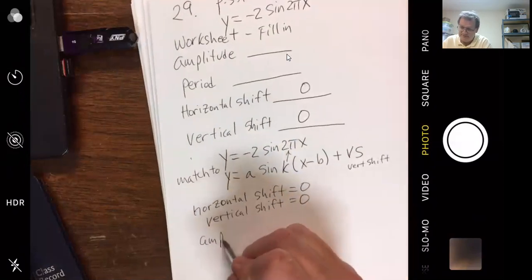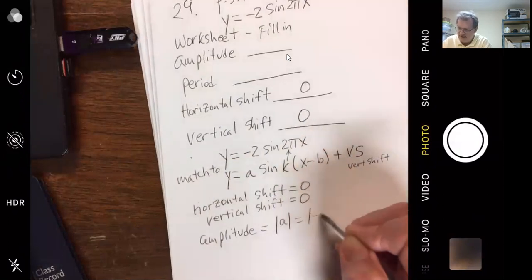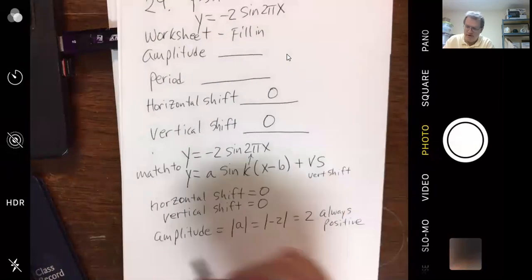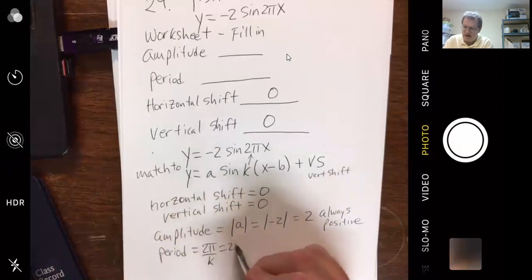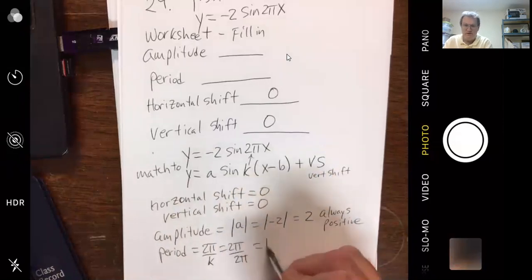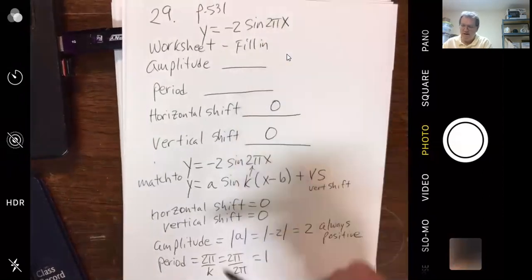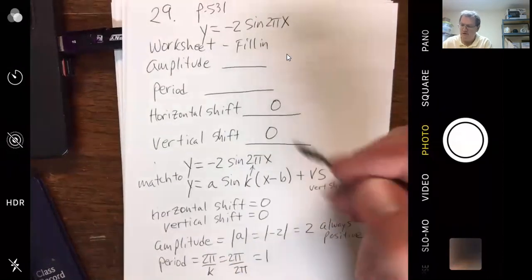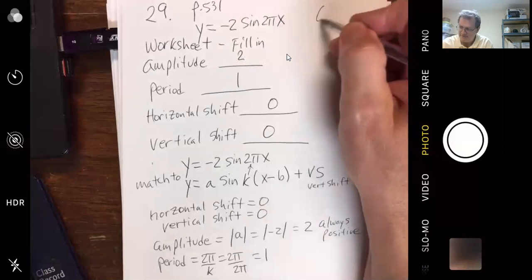Your amplitude is absolute value of the a, which is absolute value of the -2, which is 2. Always positive. And your period is 2 pi over the k, which is 2 pi over 2 pi, which is 1. So yeah, you'll see a lot of pi coefficients, and then the pi's will cancel out on the period formula, and you wind up with some sort of whole number. So your amplitude on this one is 2. Your period is 1. And they want a graph.